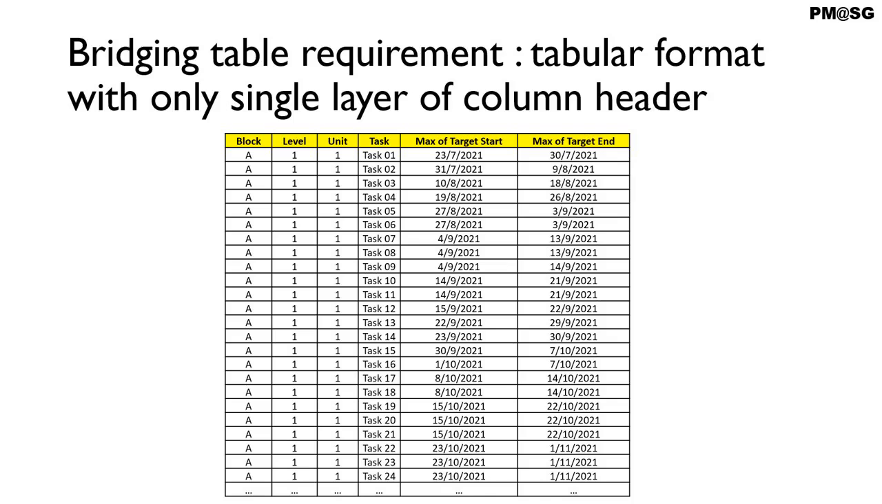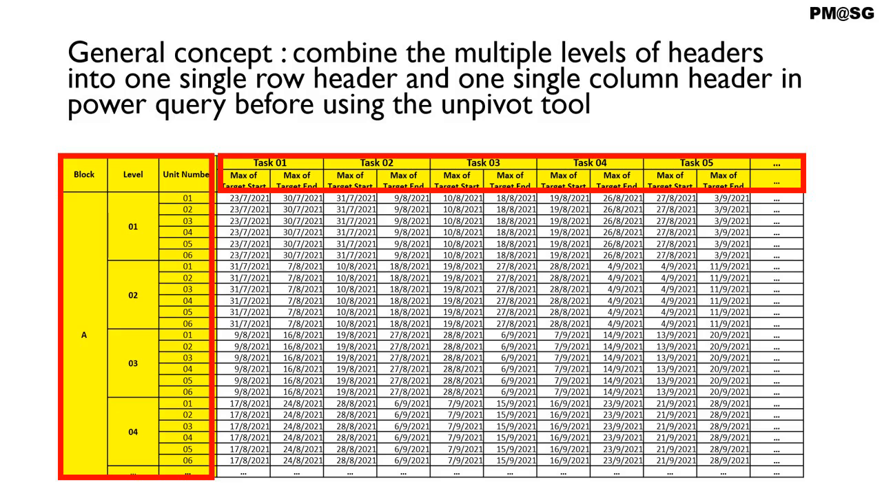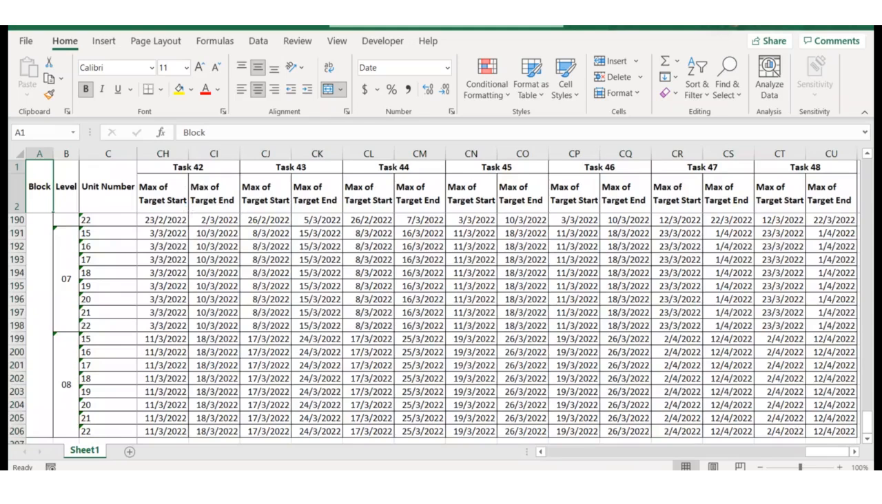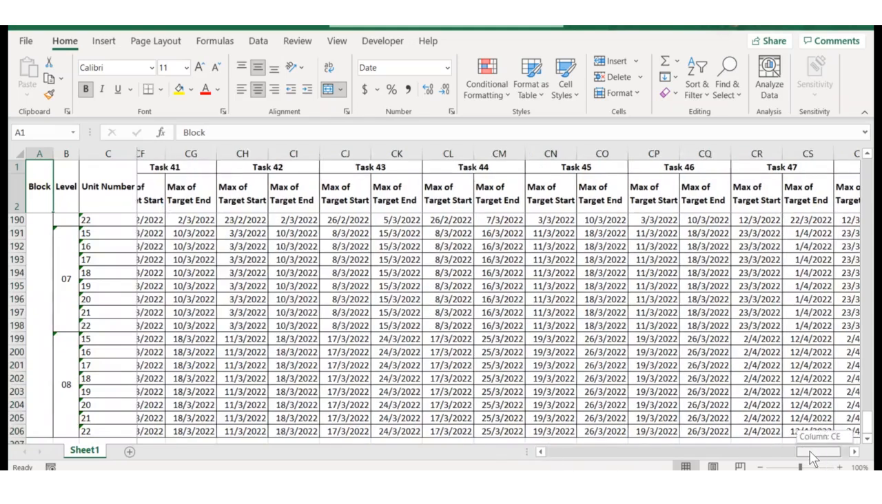We can easily convert the previous matrix format input table to such tabular format using Power Query. Do not be intimidated by the presence of multiple layers of column headers and row headers. You can easily resolve this issue by collapsing the multiple layers into one header by combining the layers. Such matrix format is essentially still a two-dimensional matrix regardless of the number of layers of headers present. Let us jump straight into a quick demonstration.